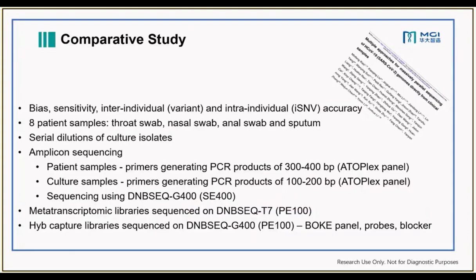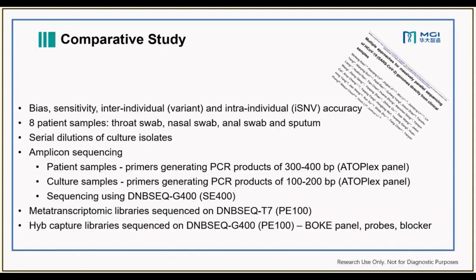8 patient samples, throat, nasal, anal swabs, and sputum, were used in this work. Also, some cultures were used and culture dilutions were employed to identify the performance of these different approaches. The 3 different approaches that were used were amplicon sequencing, metatranscriptomics, and hybridization capture.